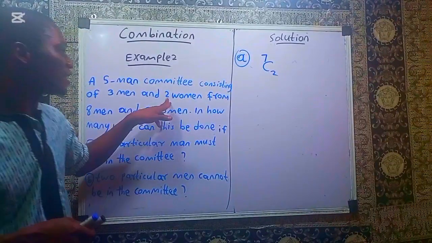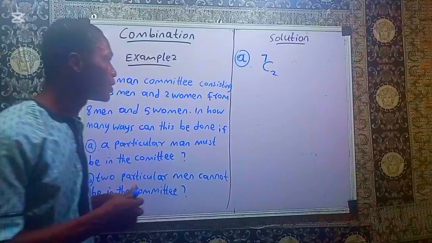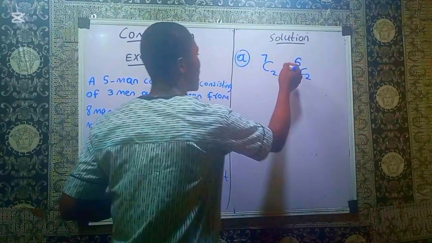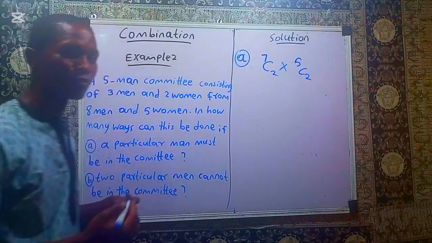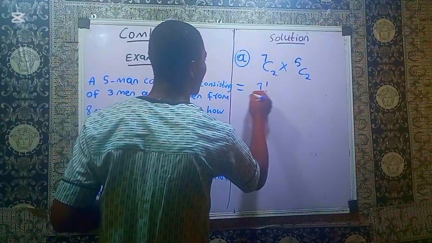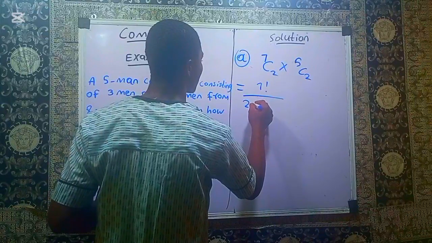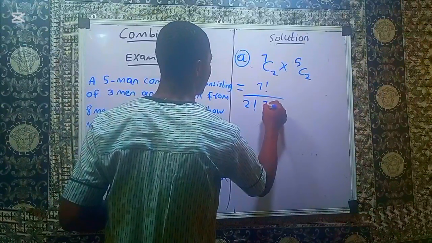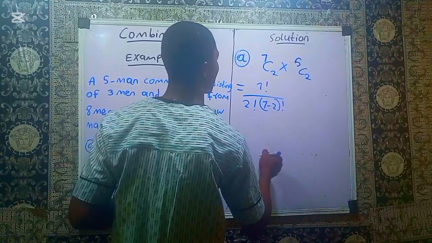So we have to select 2 women out of 5 women. So I have 5C2. And these 2 results I have to multiply. For the first one, I have 7C2, which is 7 factorial divided by 2 factorial multiplied by (7 minus 2) factorial.